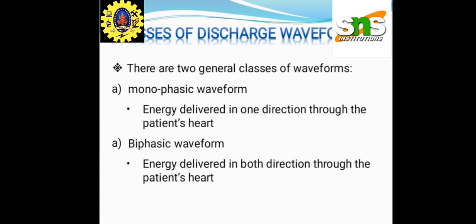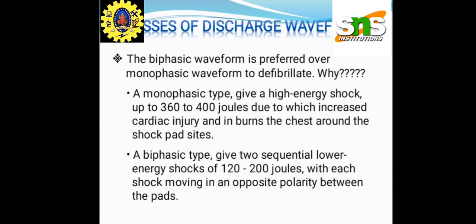Classes of discharge waveform. There are two general classes of waveforms, a monophasic waveform and a biphasic waveform. Monophasic waveform: energy delivered in one direction through the patient's heart. Biphasic waveform: energy delivered in both directions through the patient's heart. The biphasic waveform is preferred over the monophasic waveform for defibrillation.